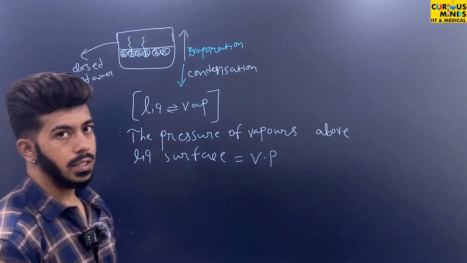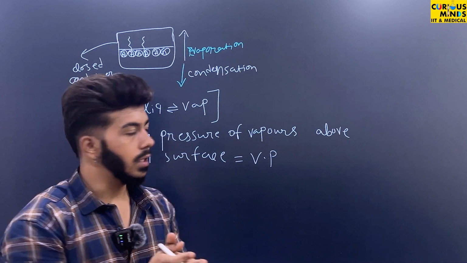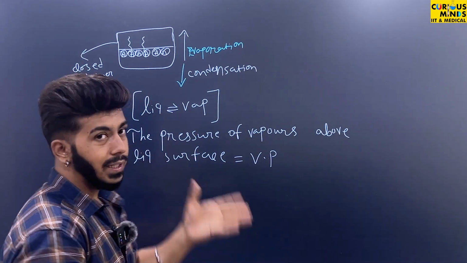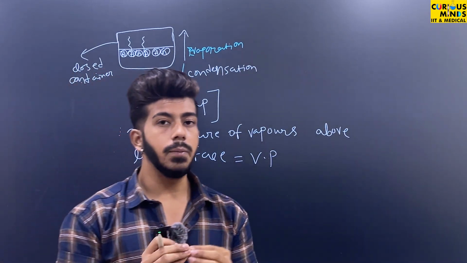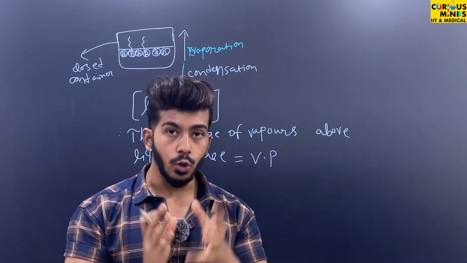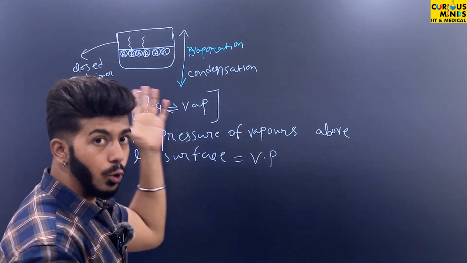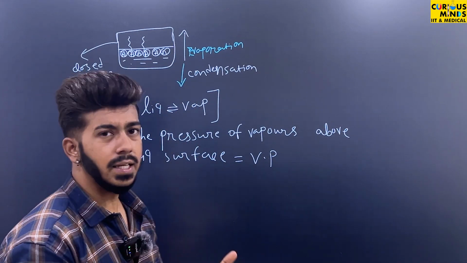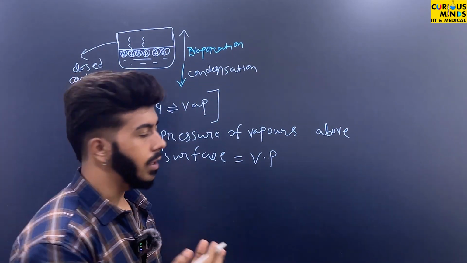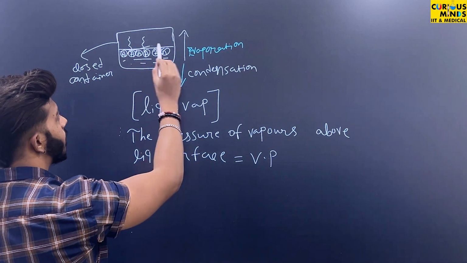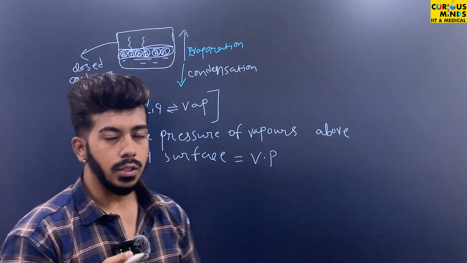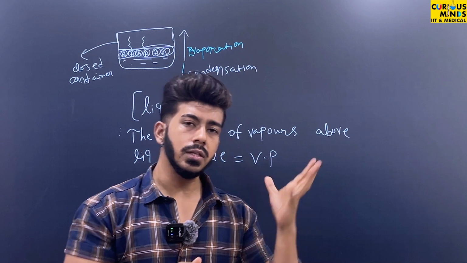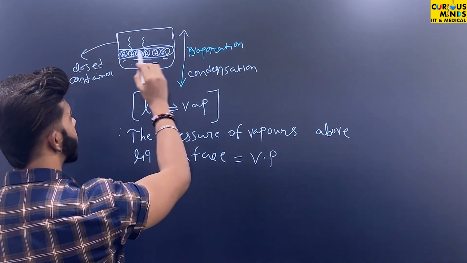So as we can see, you have taken a closed vessel. This is called closed vessel or closed container. So vapor pressure open vessel पे कभी नहीं होता, ये होता है only closed vessel पे. In the closed vessel, कोई भी solution, let's say liquid A. Now we are talking about the surface molecule. We are not interested in the bulk molecules, only in the surface molecule.